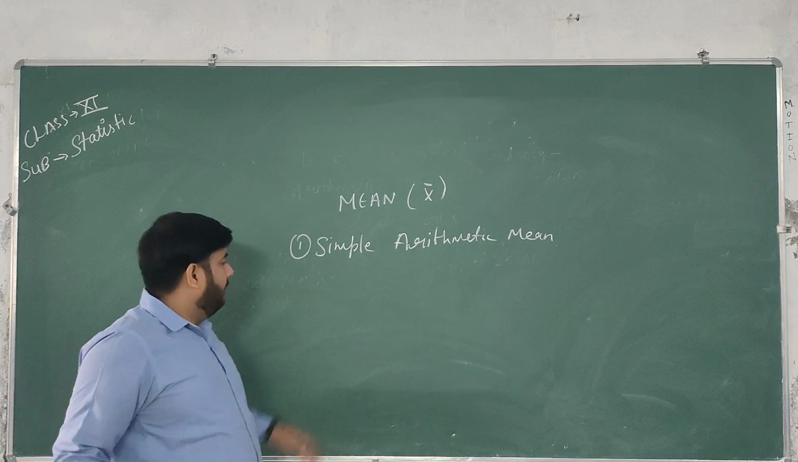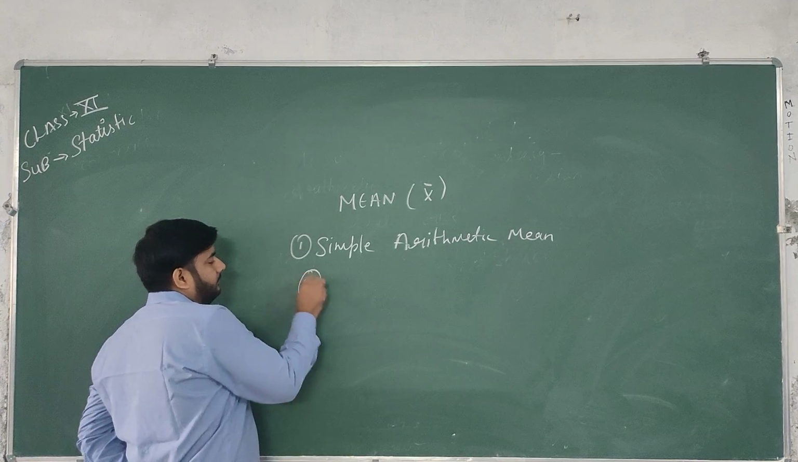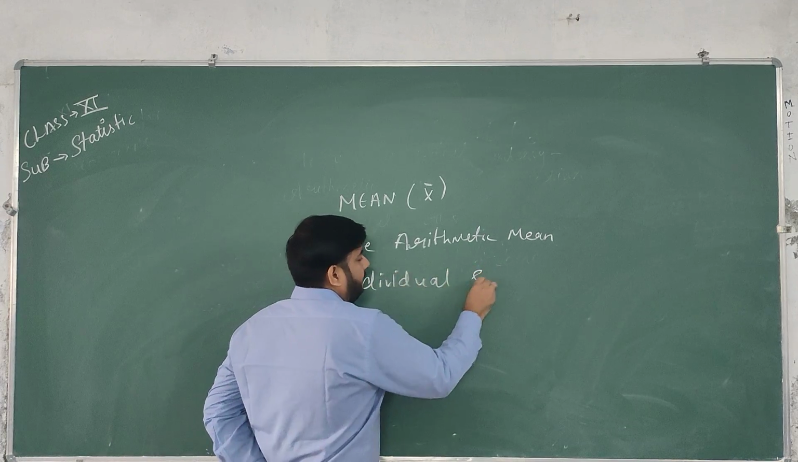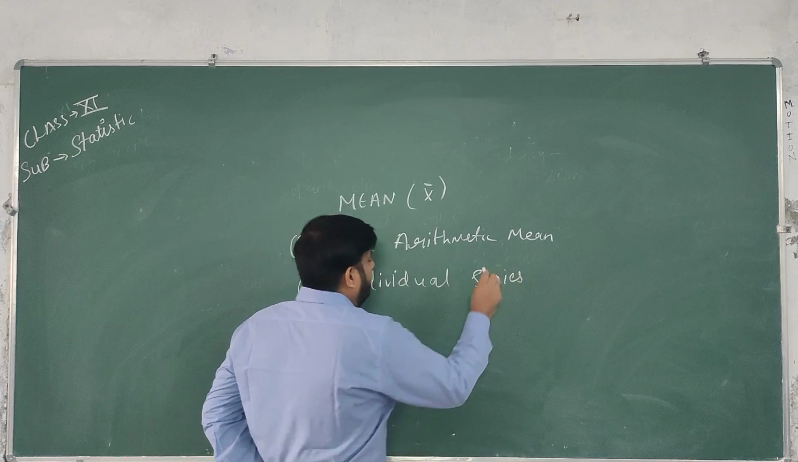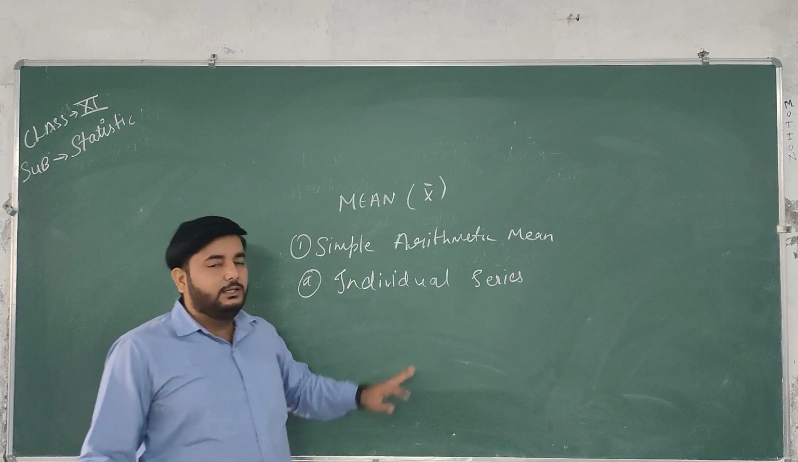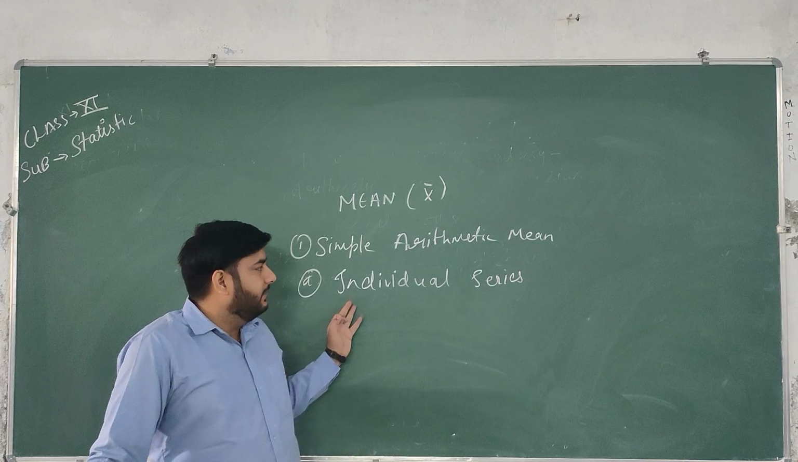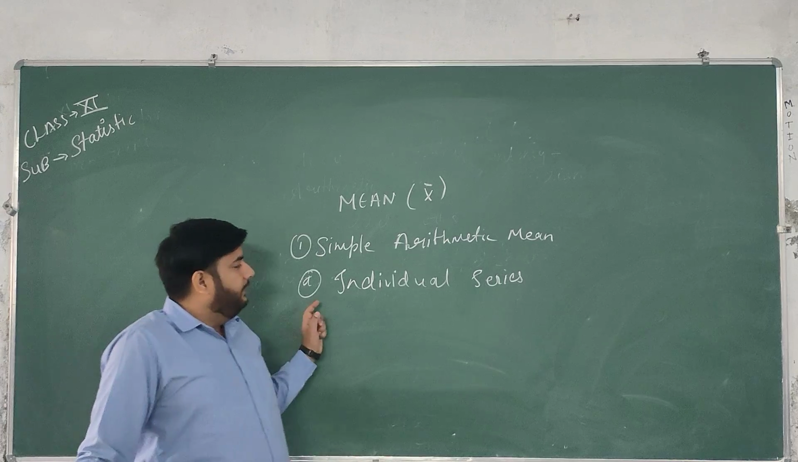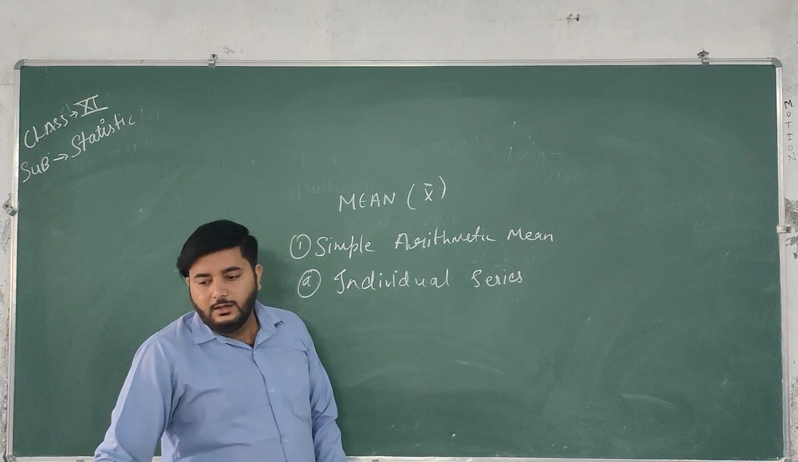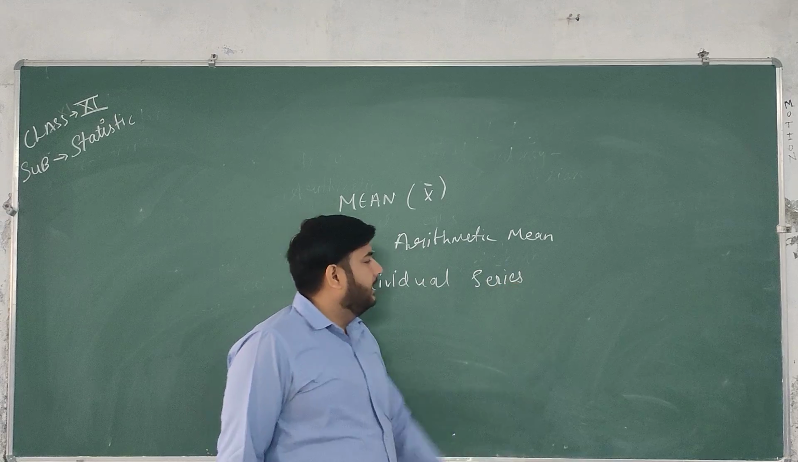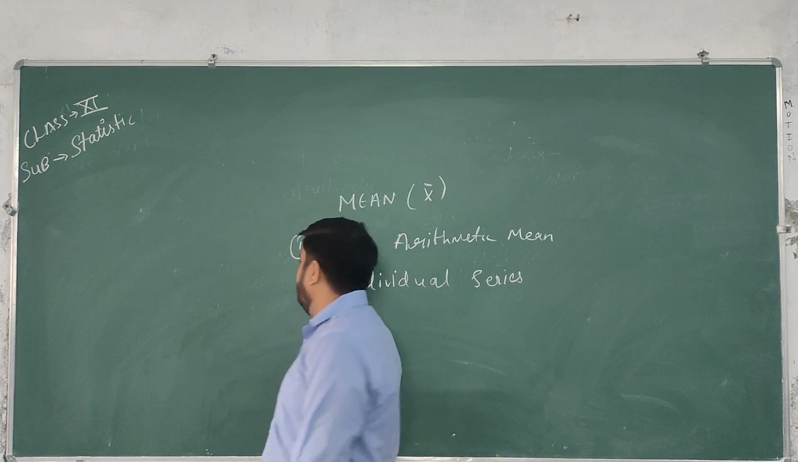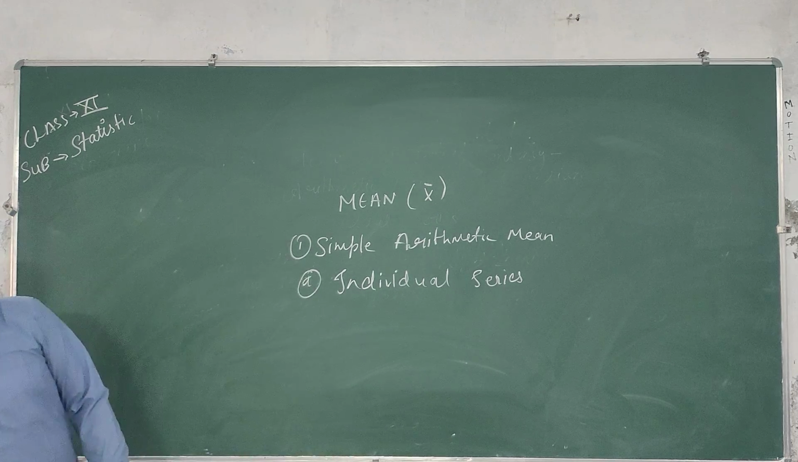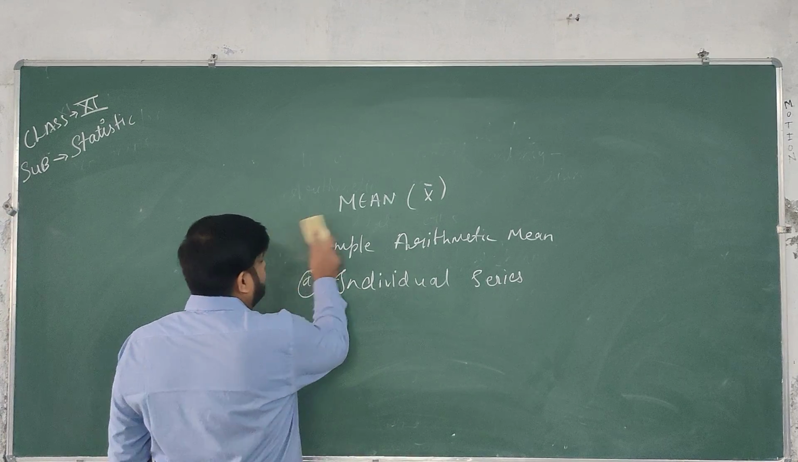And we are always discussing the individual series. We discussed in the previous lecture that the individual series is calculated by three different methods: the direct method, the shortcut method and the step deviation method. We already discussed the direct method and the shortcut method. So in today's class we discuss the step deviation method of calculating the mean by individual series.